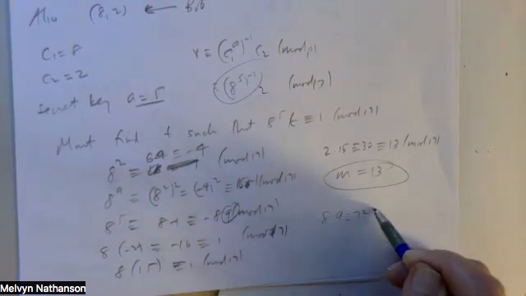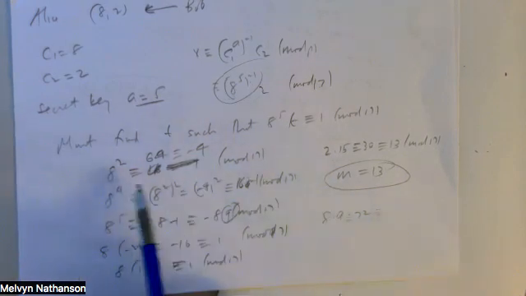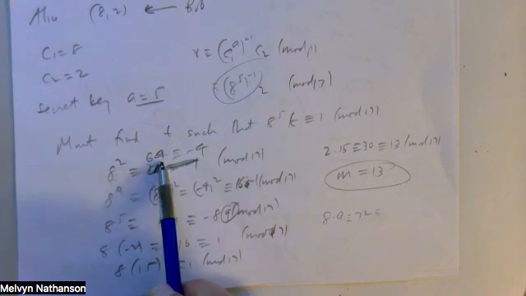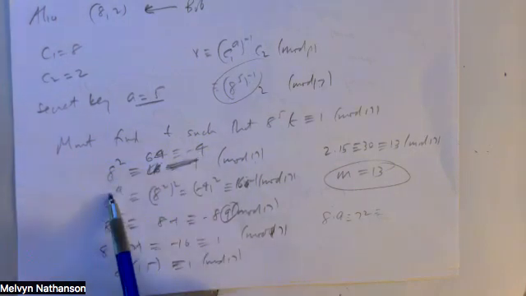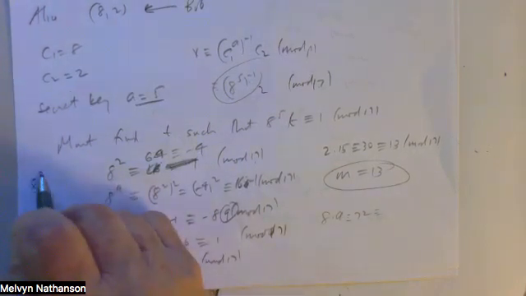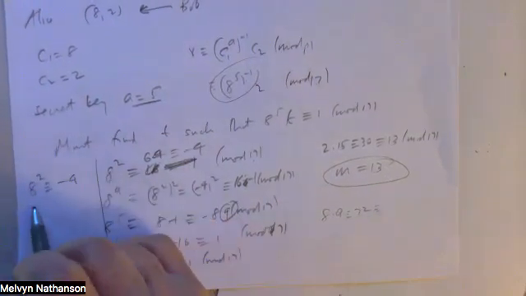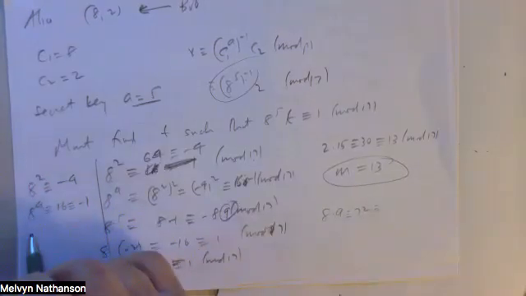Which is 72. And I reduce that mod 17. Let me just check. So 8 squared is 64. 64 plus 4 is 68, which is divisible by 17. So 8 squared is minus 4. So 8 squared is congruent to minus 4 mod 17. So 8 to the 4th is 16, which is minus 1.